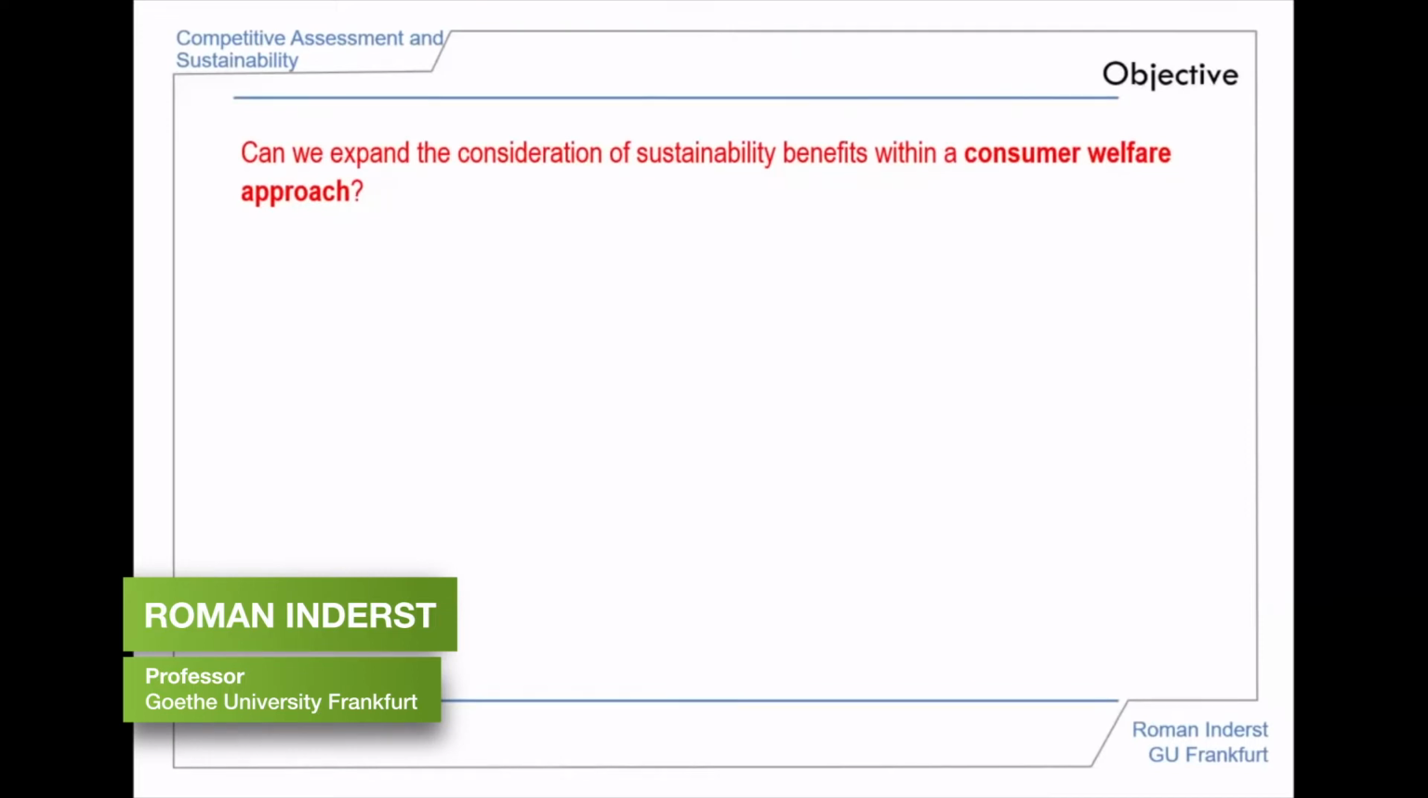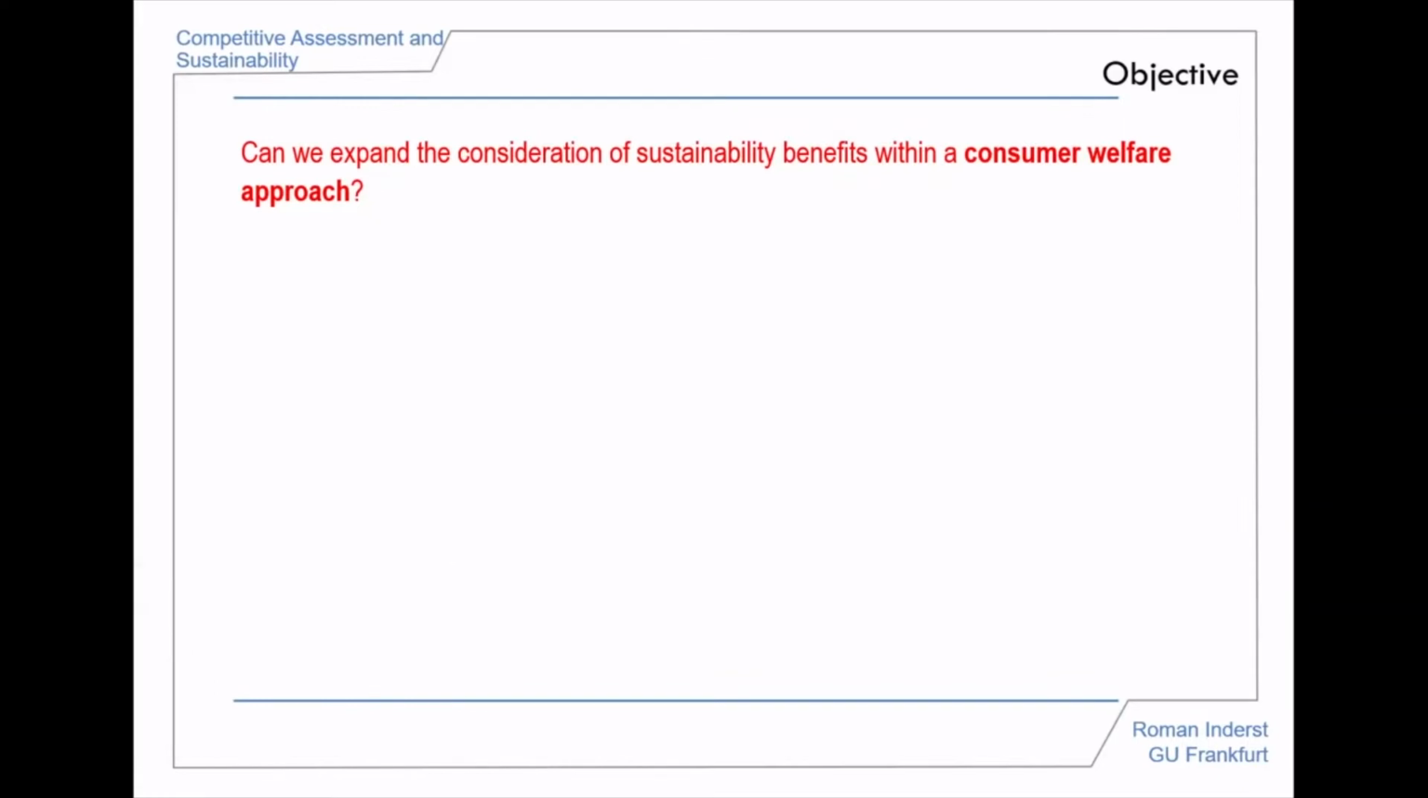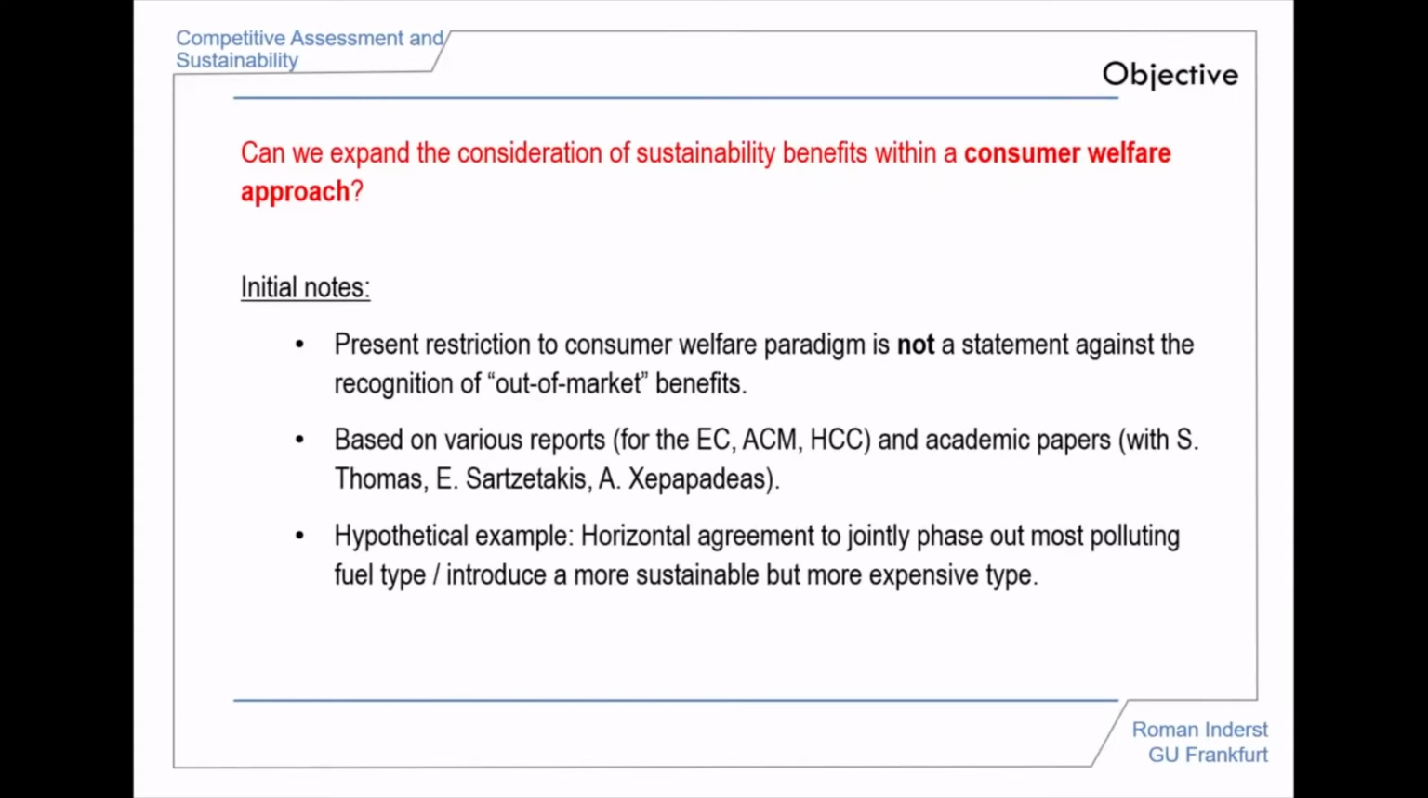About sustainability. To be precise, the question that I want to ask and potentially answer in the next 7-8 minutes is the following. Can we expand the consideration of sustainability benefits within a consumer welfare approach? I should stress first that this restriction to the consumer welfare paradigm is not meant as a statement against recognition of out-of-market efficiencies.